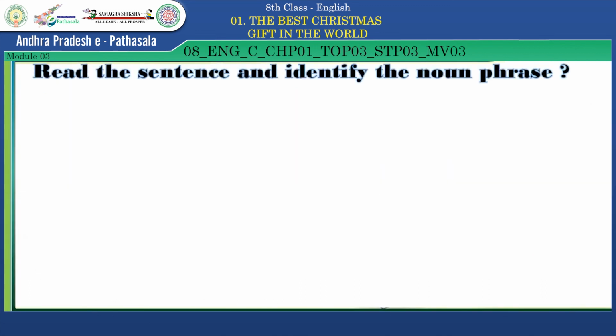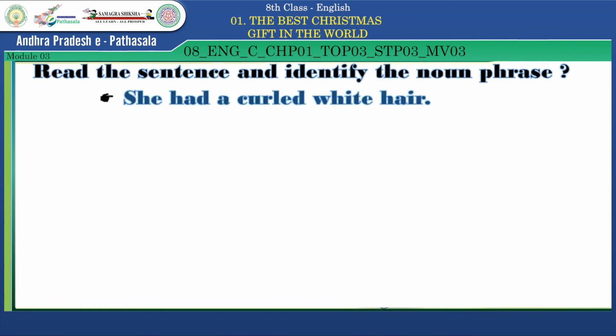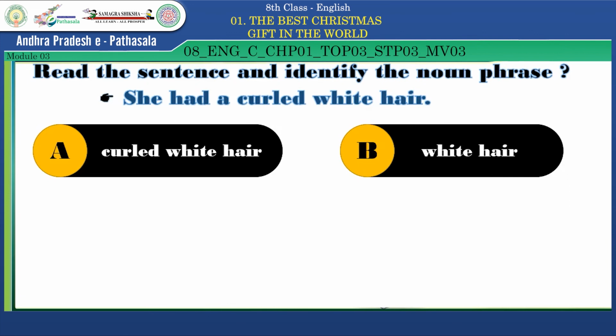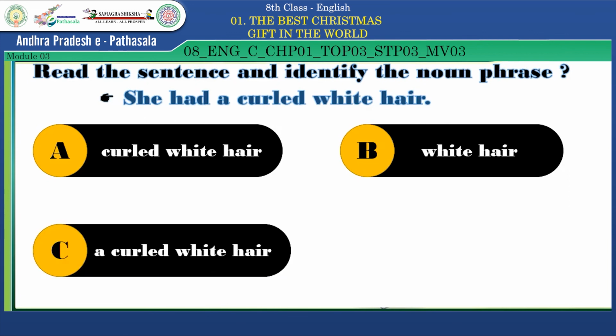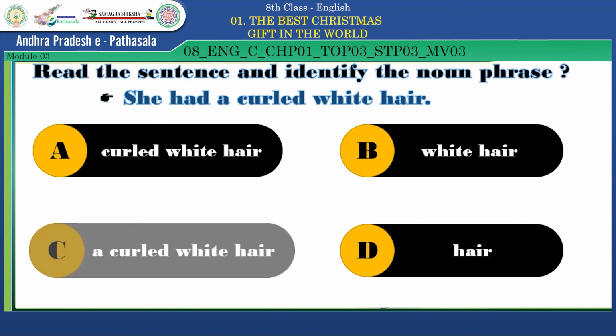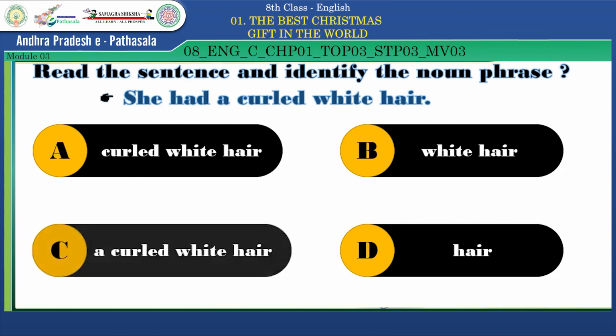Read the sentence and identify the noun phrase. She had a curled white hair. A. Curled white hair. B. White hair. C. A curled white hair. And D. Hair. Which one is the correct option? Yes, option C is the right answer. A curled white hair.